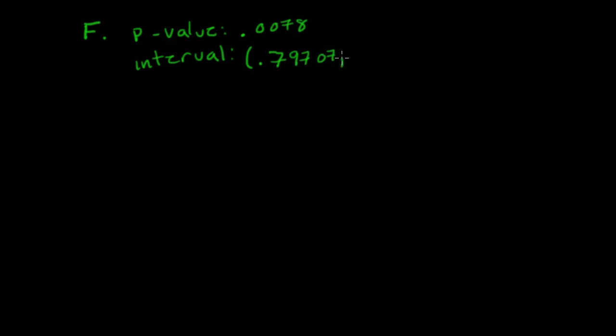Okay, so this is part F of the question, which you either have to write down the p-value, which is what you got from the 1 proportion z test, which was 0.078, or you have to write down the interval, the confidence interval here is 0.79707 to 0.86293.